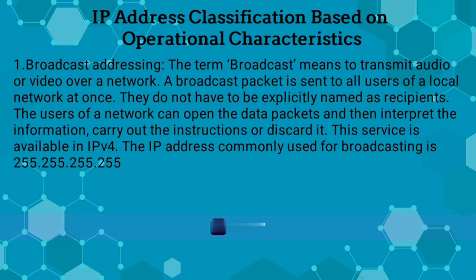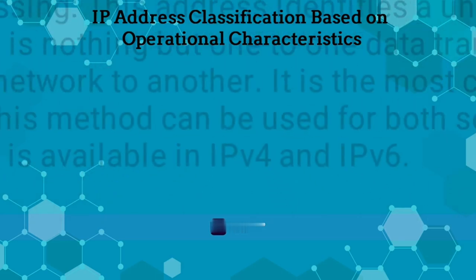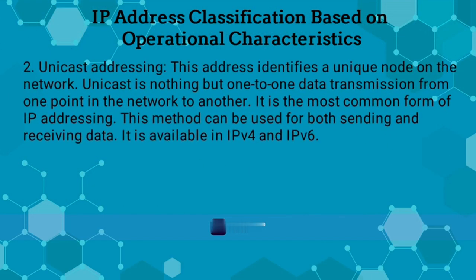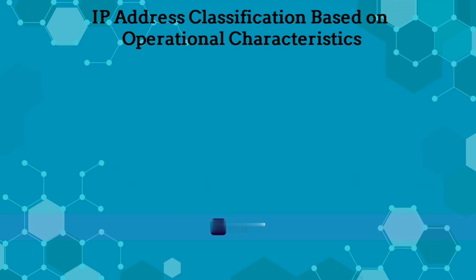The IP address commonly used for broadcasting is 255.255.255.255. Unicast addressing. This address identifies a unique node on the network. Unicast is nothing but one-to-one data transmission from one point in the network to another. It is the most common form of IP addressing. This method can be used for both sending and receiving data. It is available in IPv4 and IPv6.